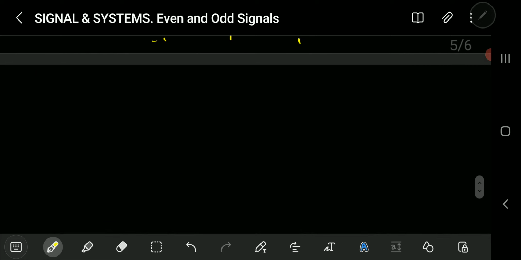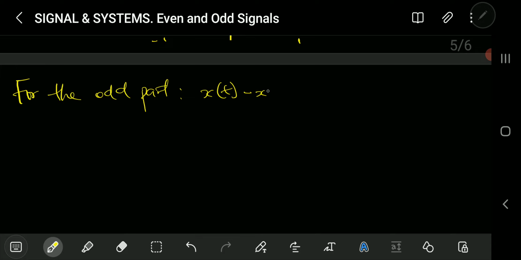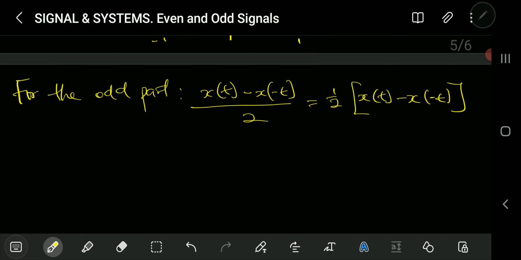Now for the odd part, the formula is also given as x of t minus x of minus t over 2. So you can also write it as 1 over 2 all into bracket x of t minus x of minus t. So what this means is we are bringing in x of t together with minus x of minus t.